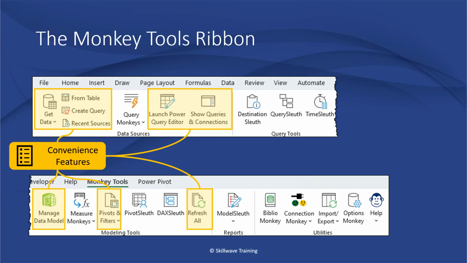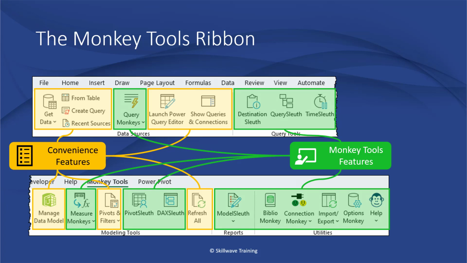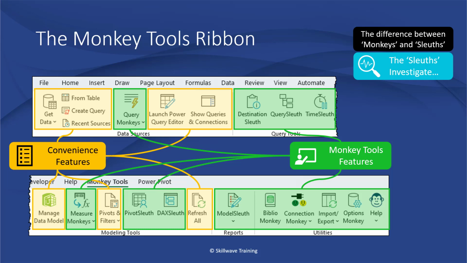The rest of the features are Monkey Tools specific features that we've worked really hard on to build things that will help you build faster, better models or audit the ones that you have. Within these categories here, they're broken into 2 subsets, our monkeys and our sleuths. So what are these? Well, the sleuths investigate your workbook. Things like Query Sleuth and Time Sleuth and DAX Sleuth all look inside the workbook to understand what's going on and allow you to make decisions and occasionally take actions based on what it finds.